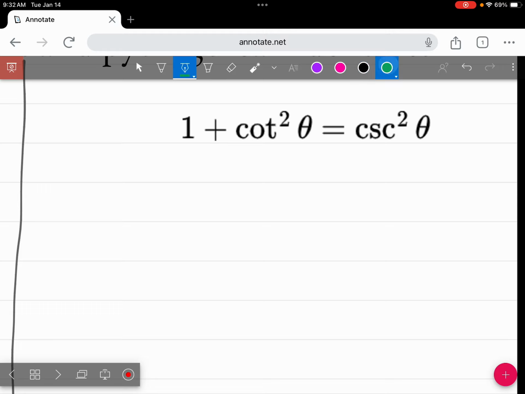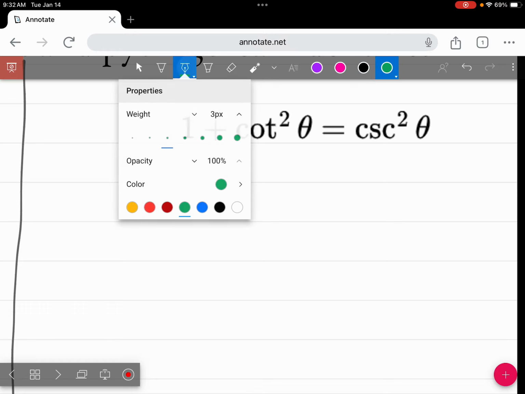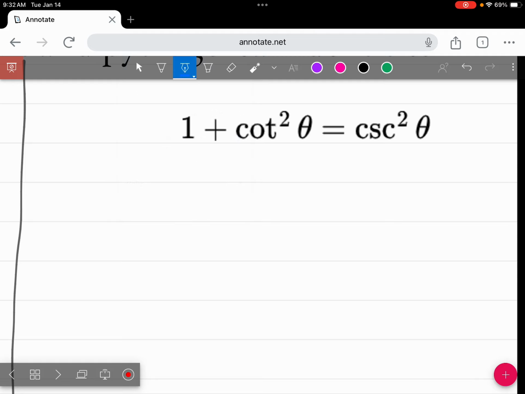And so again, I'm going to put these all in terms of sine and cosine because that makes it a little bit easier to deal with and manipulate. We're significantly more comfortable with that. So if we have our 1 plus cotangent squared of theta equals cosecant squared theta, I can write this as 1 plus cotangent squared. That's the reciprocal of tangent. So that's going to give us cosine squared theta over sine squared theta.